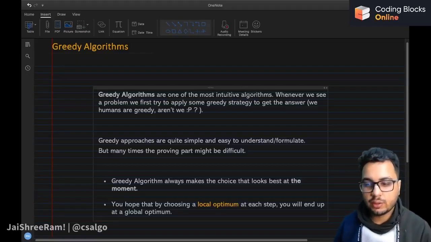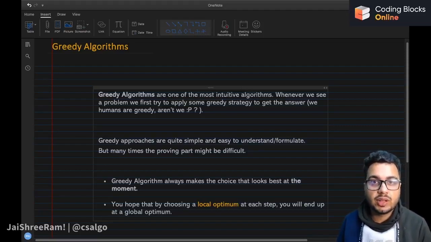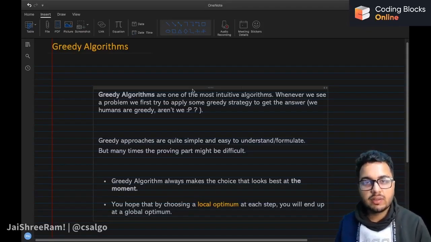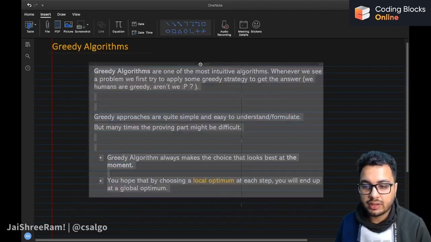Hi everyone. So today's topic is about greedy algorithms. In this section we will learn how to approach various problems using the greedy strategy. Let me give you a brief overview of greedy algorithms.